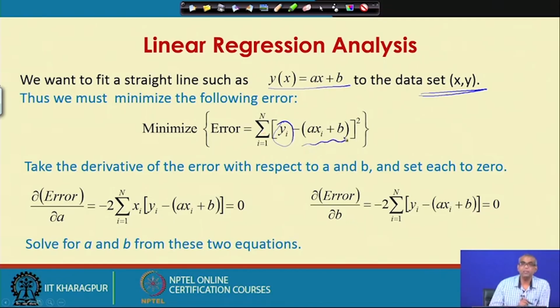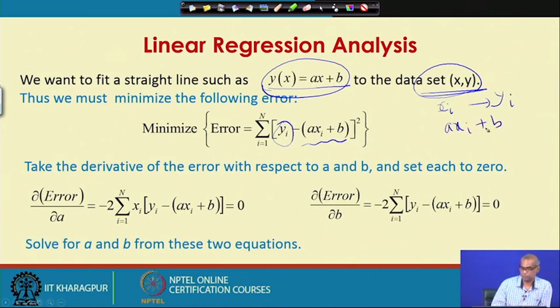the equation predicted output is a x i plus b, because y equal to a x plus b is the equation that I am fitting in the data set x, y. So, for an input x i, the actual output is y i, the output predicted by the equation will be a x i plus b. So, the error will be y i minus (a x i plus b).